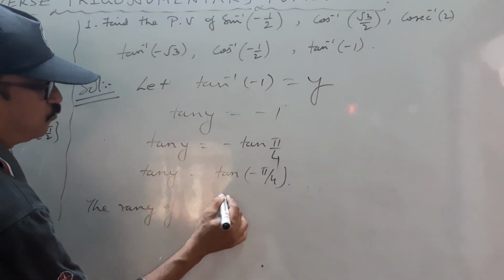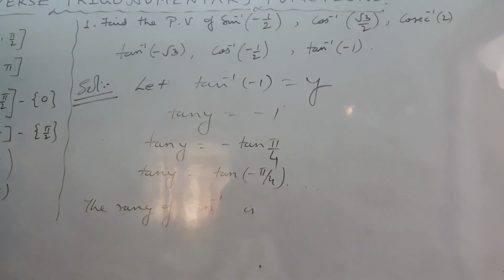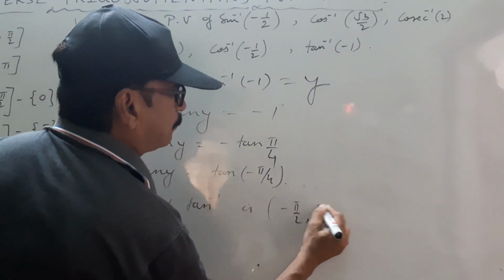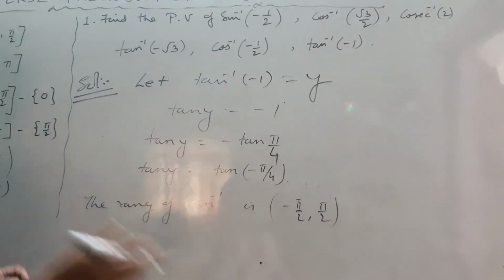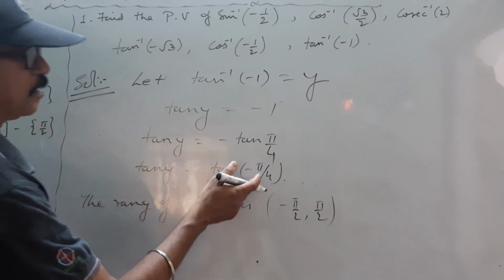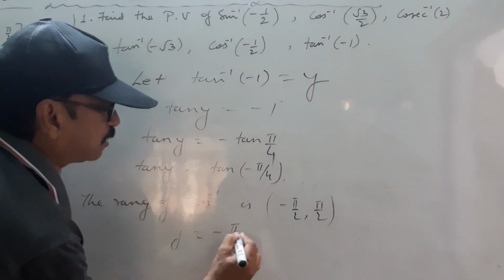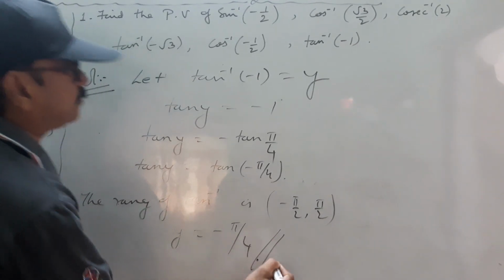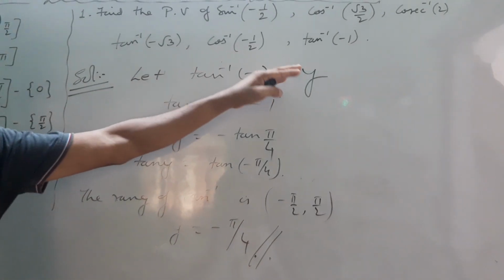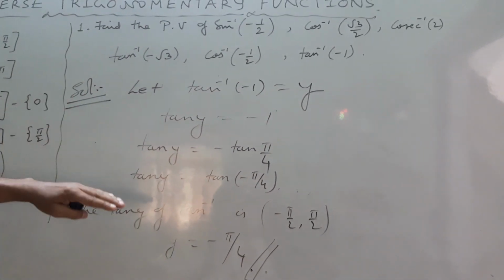The range of the principal value branch of tan inverse is minus pi by 2 to pi by 2. So minus 90 to plus 90, and the value here is minus 45, so it is directly written as minus pi by 4, the principal value of tan inverse of minus 1. So these are the first 6 questions of the first exercise of inverse trigonometric functions.